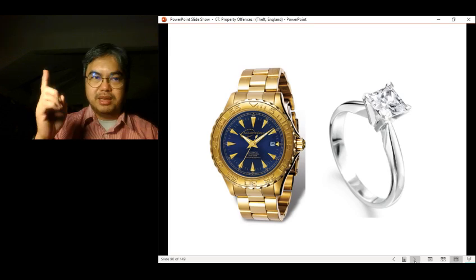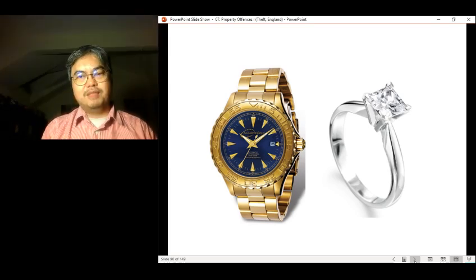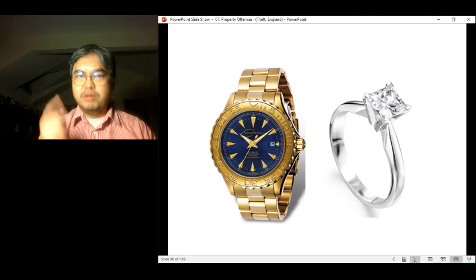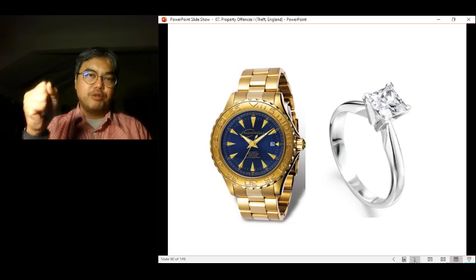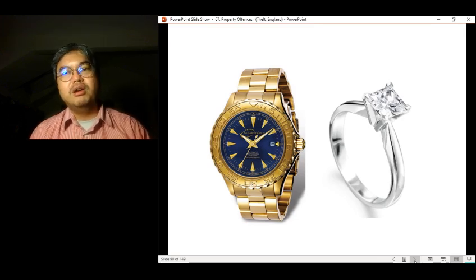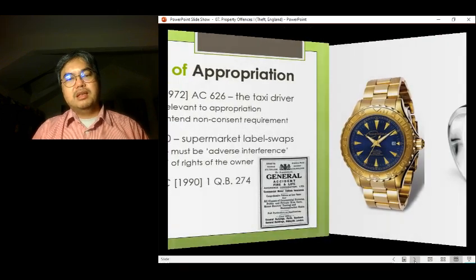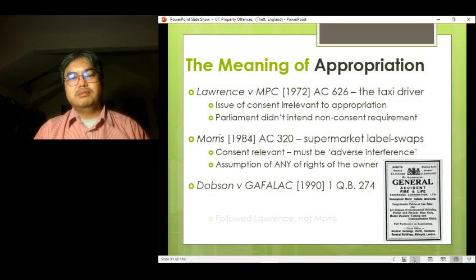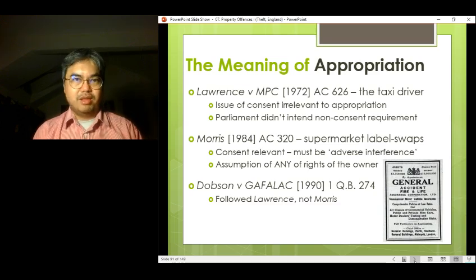The insurance company said, but he did so with your consent, because at that time the owner thought that the payment was going to be made. So when you gave him the watch and the ring, he took it, he appropriated it with your consent, and therefore there is no appropriation. What did the court decide? The court decided to follow Lawrence and said that consent is irrelevant.